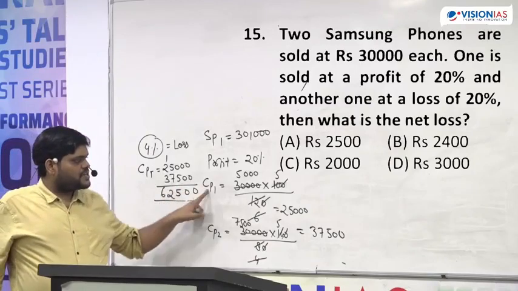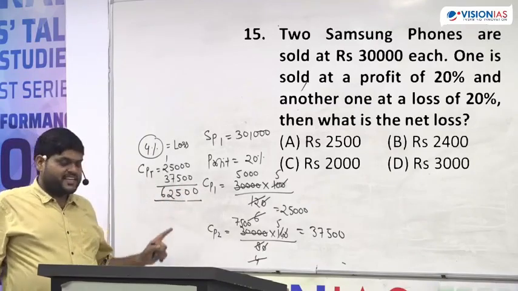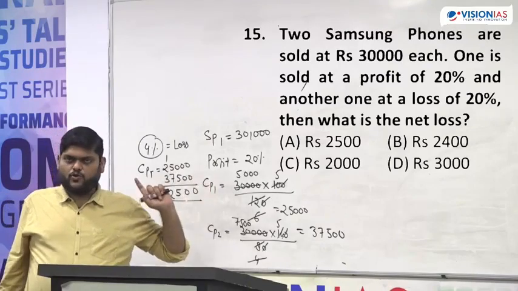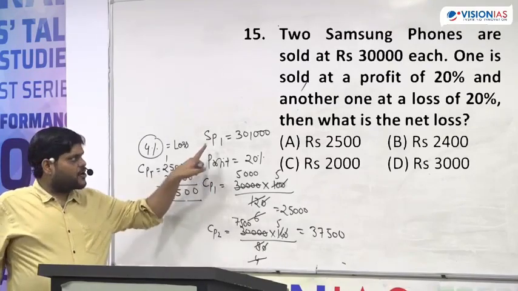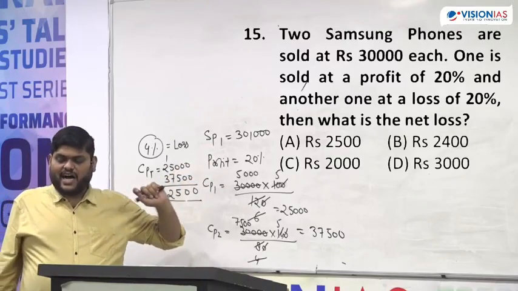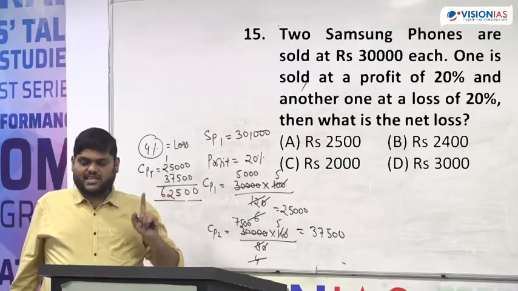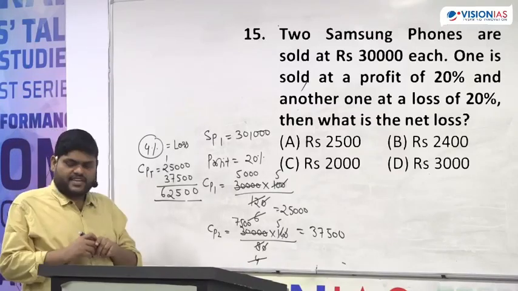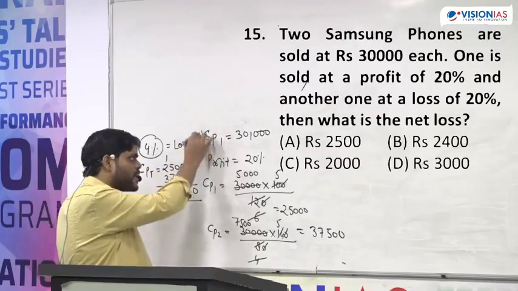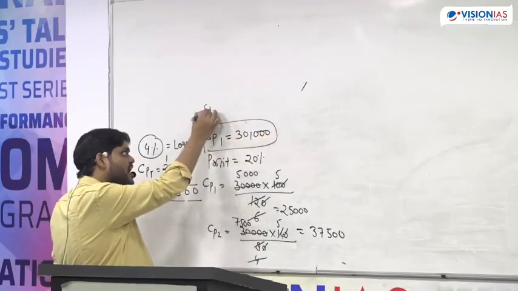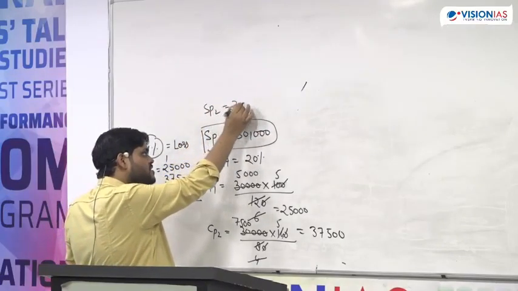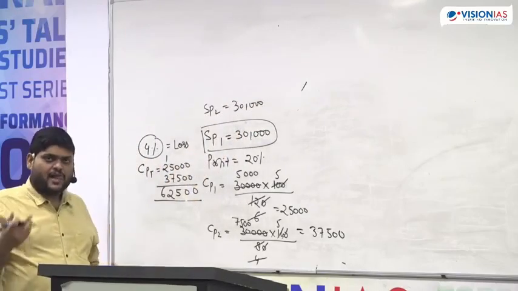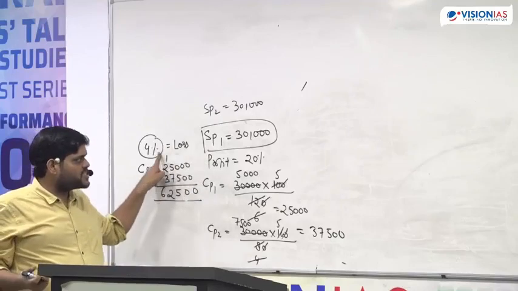Always the profit or loss will be found on the cost price. So probably you guys are simply finding out on the selling price. That's why the answer you are saying is B. The answer is not B, the answer is A. And why A? What you guys have done? You guys have just simply said that SP1 is this, SP2 is this, and total SP1 plus SP2 is 60,000, and you can simply find out the 4% of this.